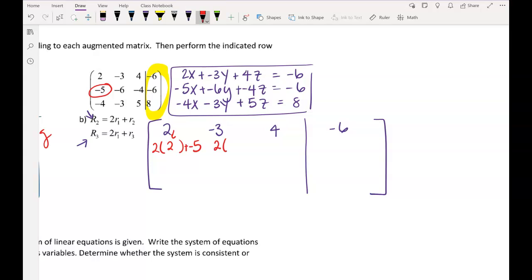Take 2 times the value from row 1, which is negative 3, and add value from row 2, which is negative 6. Third entry here on row 2, take 2 times R1, which is from row 1, which is 4, add R2, which is negative 4. Same thing for the constant, 2 times the value from row 1 plus, this is negative 6.